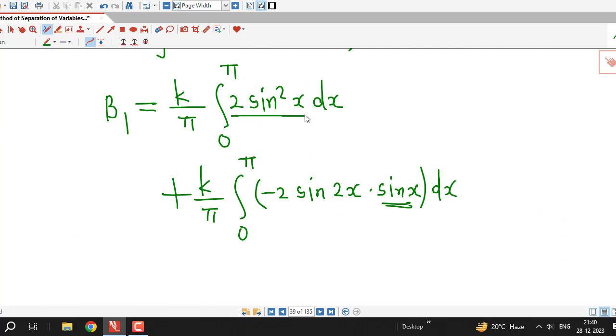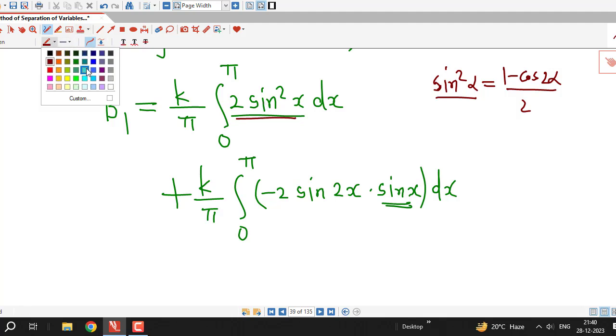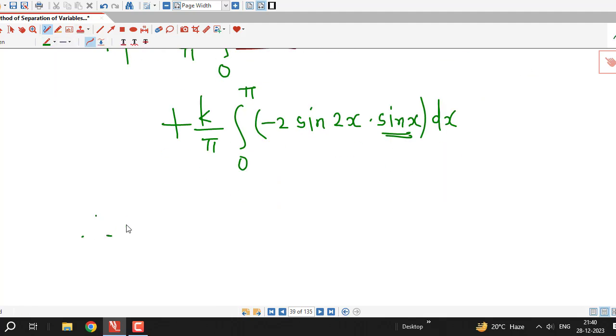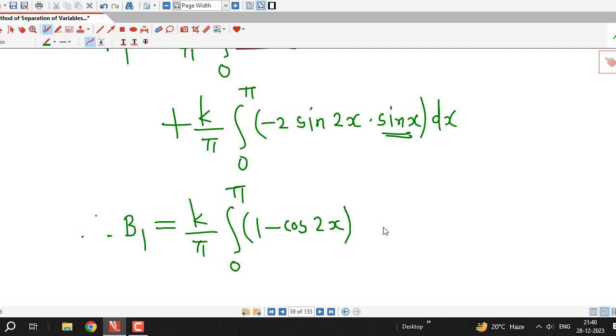Now to integrate this, I am using the formula that if I have sin square alpha, then this I can rewrite as 1 minus cosine of 2 alpha divided by 2. That means 2 sin square alpha is 1 minus cos 2 alpha. So this I can rewrite as 1 minus cos 2x. So in the next step, therefore b1 equal to k divided by pi integral from 0 to pi, 2 sin square x I am replacing by 1 minus cosine of 2x.